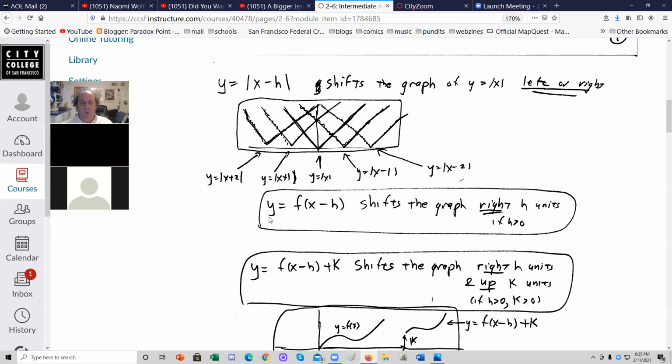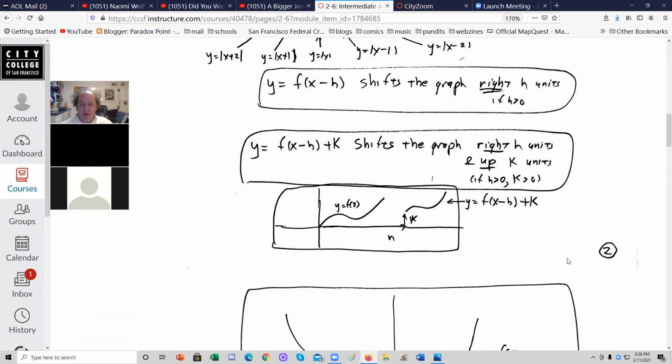So y equals f of x minus h shifts the graph right h units and up k units if h and k are positive, left and down if they're negative. So for example, if this is the graph of y equals f of x, then the graph of y equals f of x minus h plus k is moved right h units, up k units, like that.